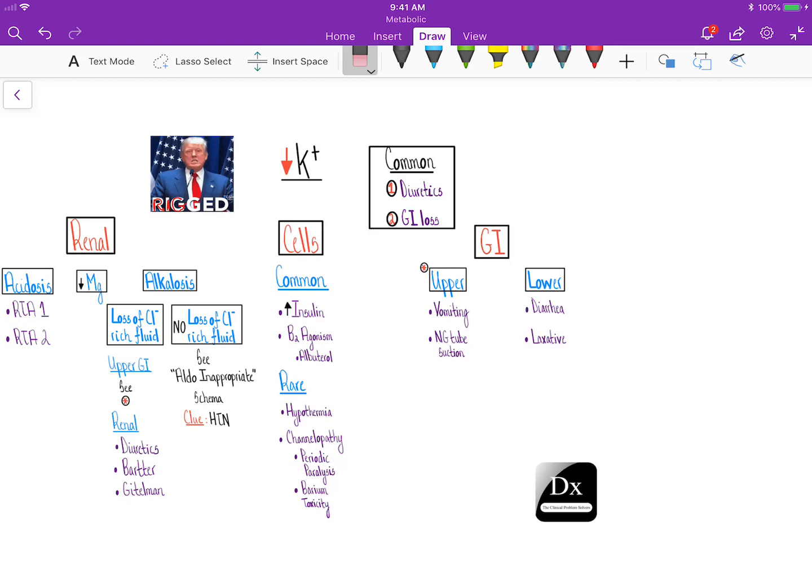So, why did I put a picture of Donald Trump in this schema? Well, it helps me remember what the causes of hypokalemia are. So just focus on that first portion of the word rigged, and remember R, I, and G. The I is for intercellular shifts. Rigged. Good picmonic right there.